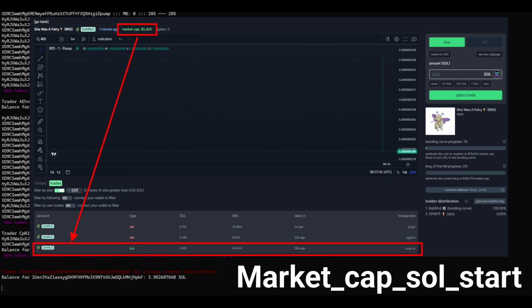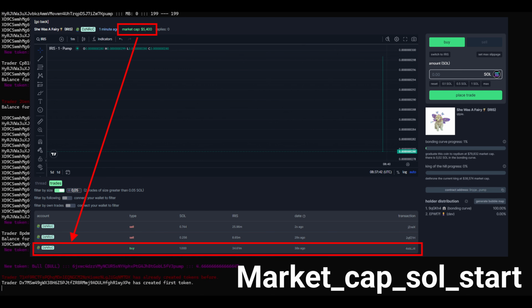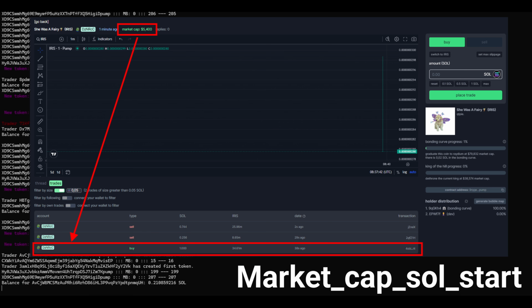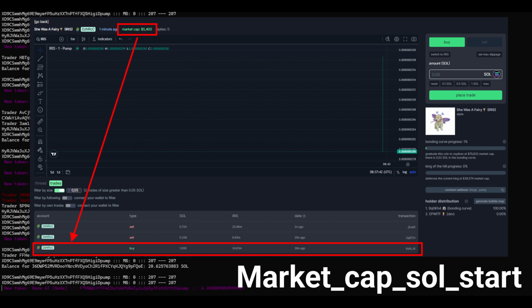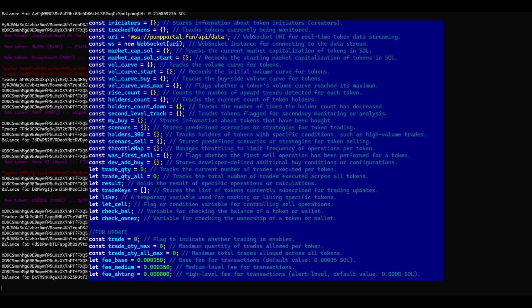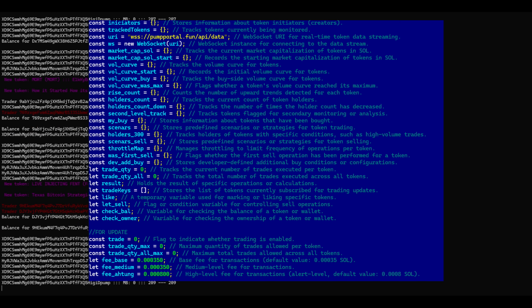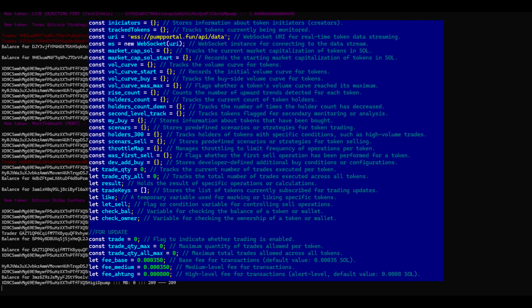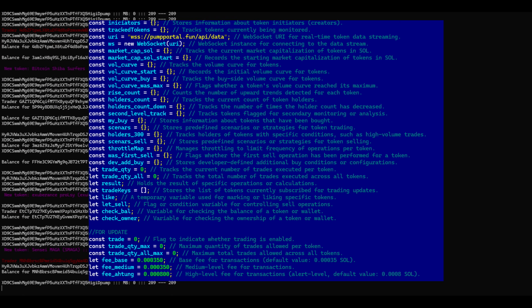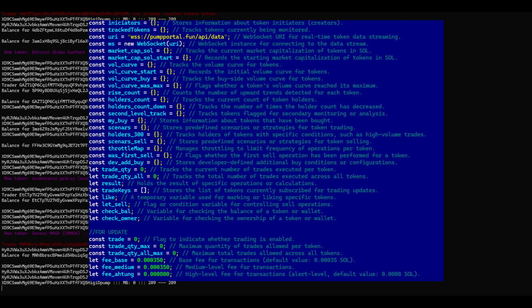The goal of this video is to structure information for decision-making, whether by the script or manually, on buying or selling a token. Therefore, I am not listing functional variables related to script execution. For example, a variable could determine whether the script is actively trading or just collecting analytical data.